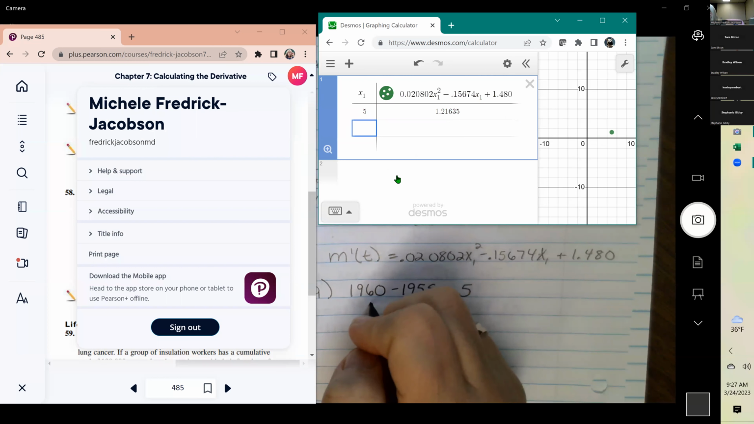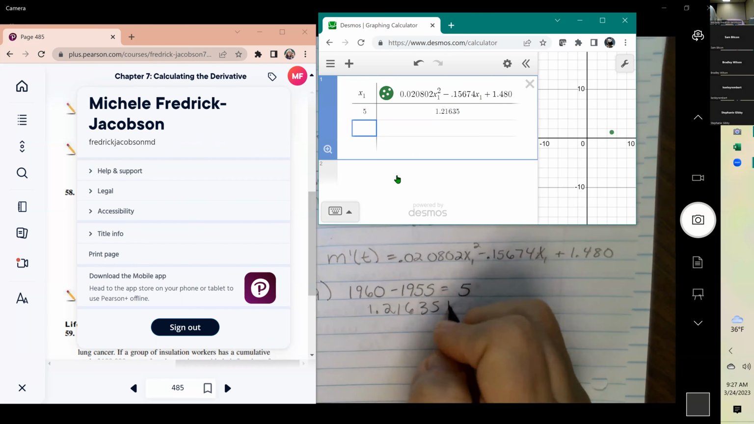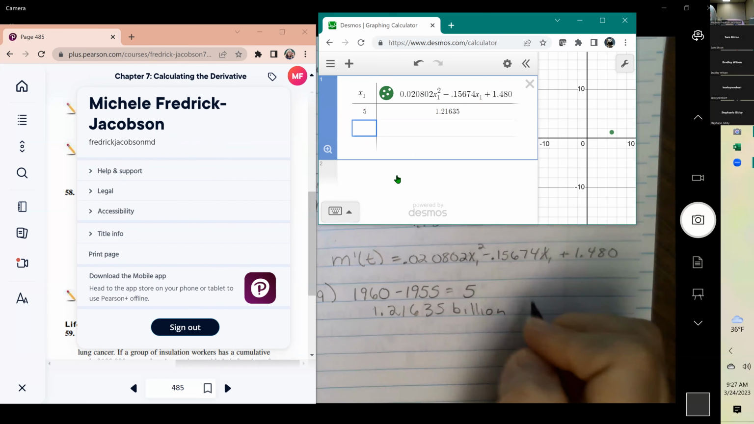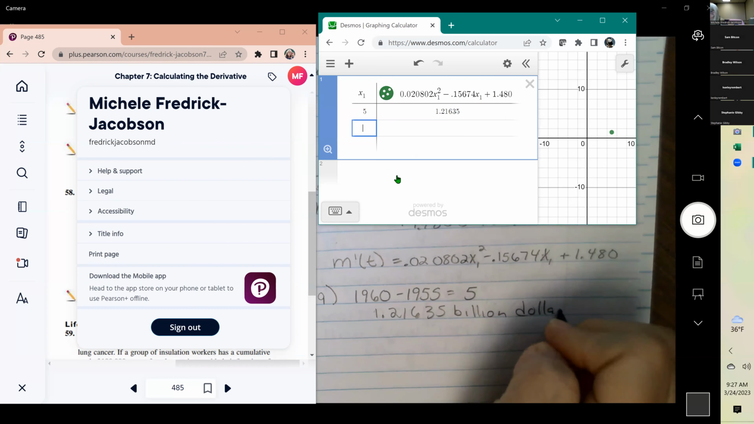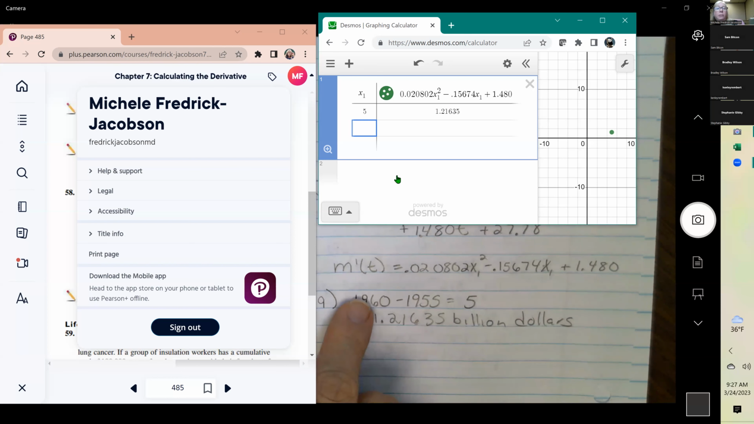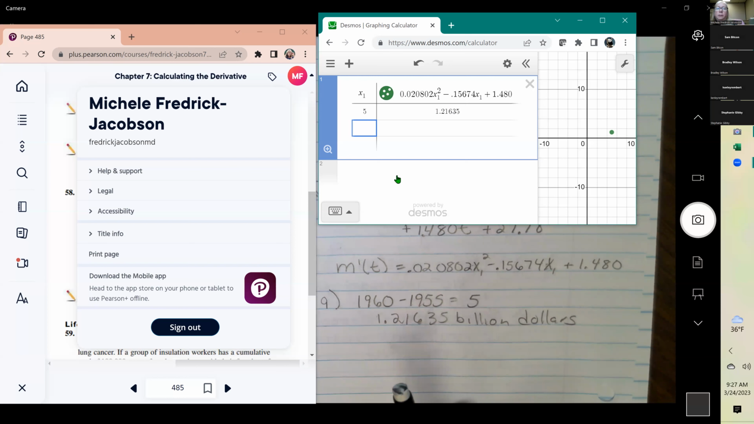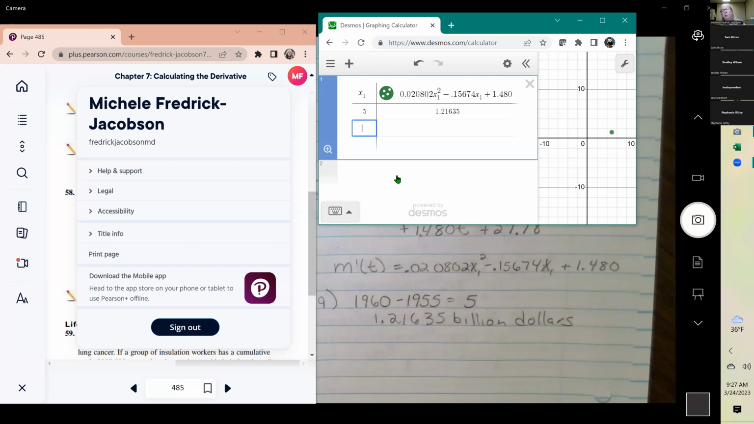That means 1.21635. Remember, our answer was in billions of dollars for M. What that's saying is in 1961, there was an increase in the circulation by $1.2 billion. So it's telling you that in 1961, it still was increasing, and it increased by $1.2 billion.